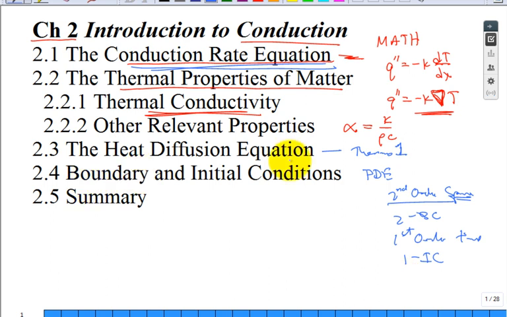Okay, then to solve this PDE, we need initial and boundary conditions, just like I described, and then you have the mathematical challenge of solving for the temperature at all locations and all times.